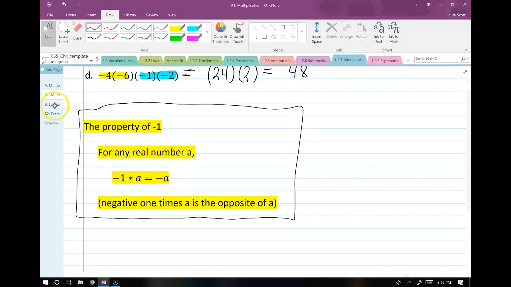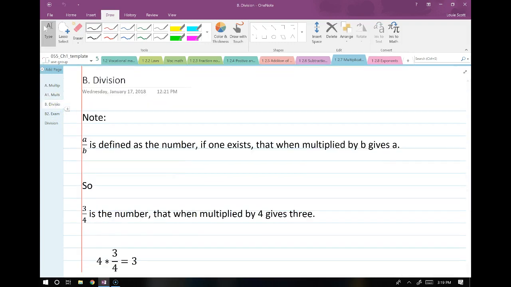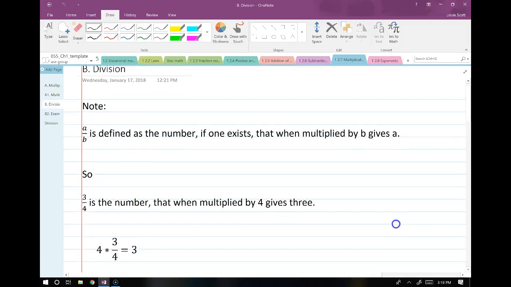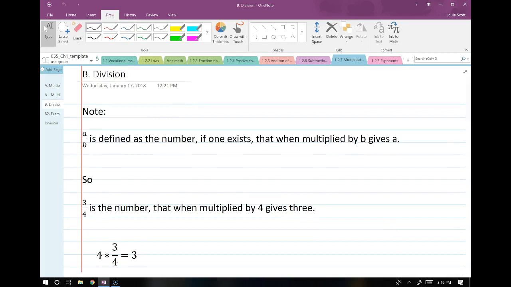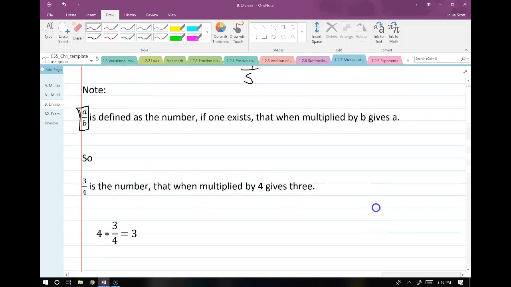Okay, moving on to division. When it comes to division, in this class we do use the old school division symbol, but usually when we want 4 divided by 5, we write it as a fraction. The fraction a over b is defined as the number, if one exists, that when multiplied by b gives a.